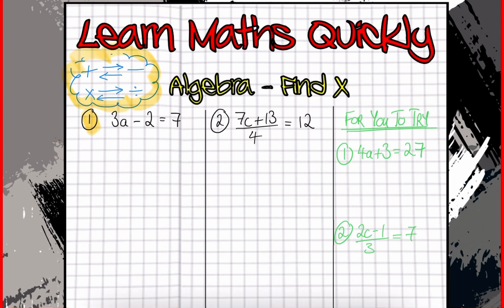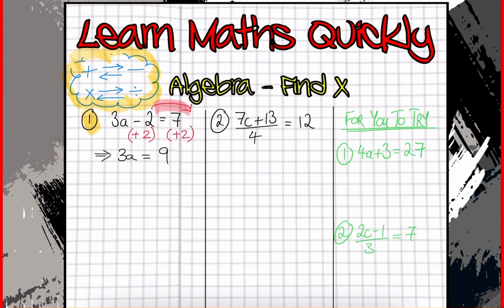So let's start with our minus 2. We want to move that minus 2 over onto the other side. So it needs to start here and go over here. So in order to do that, we've got to do the inverse of minus, which is plus. So in brackets underneath, I'm going to write plus 2 on both sides. It's really important you do it on both sides of the equation each time, because that means that we're now left with 3a on the left equals 9.